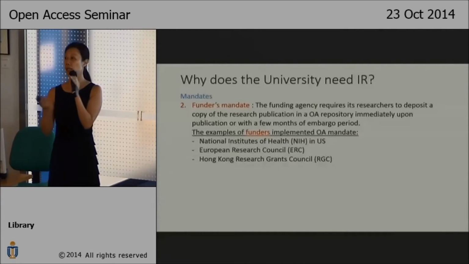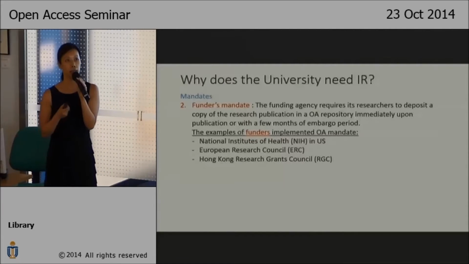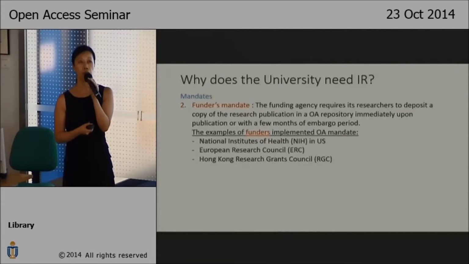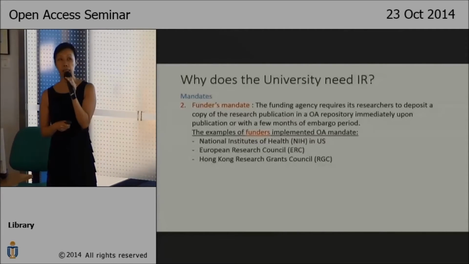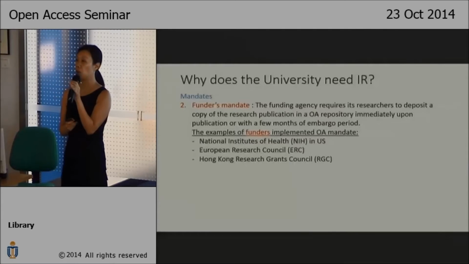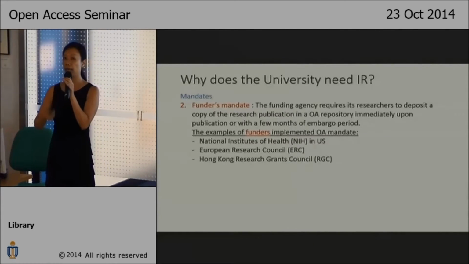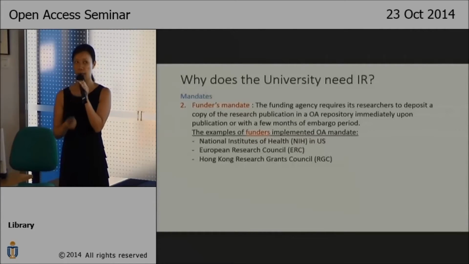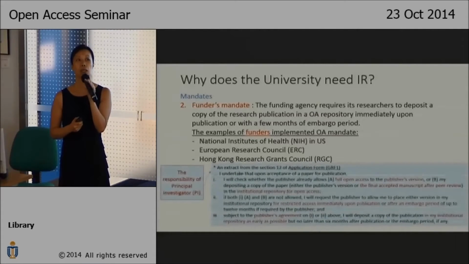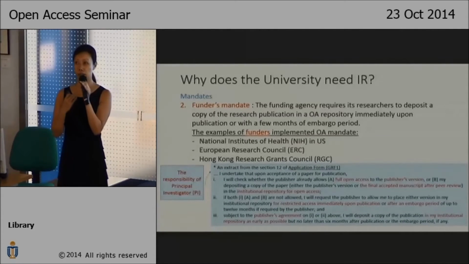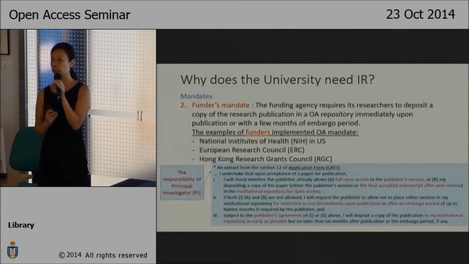Here are some examples of funders' mandate agencies that implemented OA: NIH in the US, as Leo mentioned, the European Research Council, and also in Hong Kong, the government's Research Grants Council has their OA mandate. Okay, because we are in Hong Kong, and I think some of you are already working on projects using the Hong Kong government's fund, so I would like to have a detailed discussion about the requirement on OA mandates.